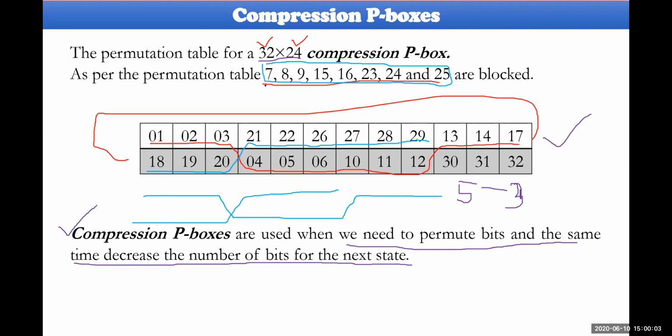So this is used when one state has a huge number of inputs, and the second state requires a much lesser number of outputs; then compression P boxes will be used here. So that is the use of compression P boxes. And then followed by expansion. The number of inputs will be n, and the number of outputs will be m, where m is always greater than n; the outputs must always be greater than the inputs. So this is what we consider as compression and expansion.